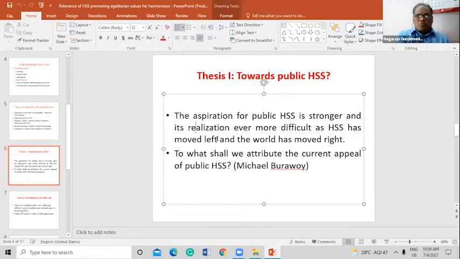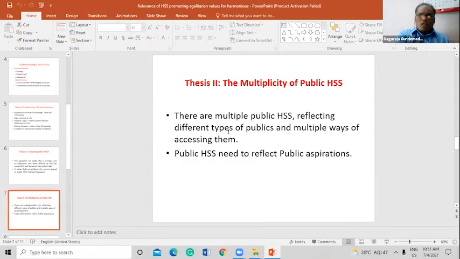So to what shall we attribute the current appeal of humanities and social sciences, right? So let us see, friends. We are talking about the humanities and social sciences in order to address the demands of democracy, or to deepen the spirit and the roots of democracy. What kind of humanities and social sciences we need to promote is an important question. So friends, here Michael Burawoy argues that there are multiple public humanities and social sciences reflecting different types of publics and multiple ways of assessing them.